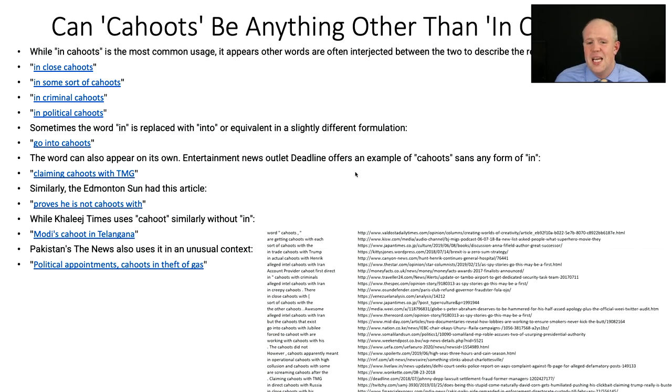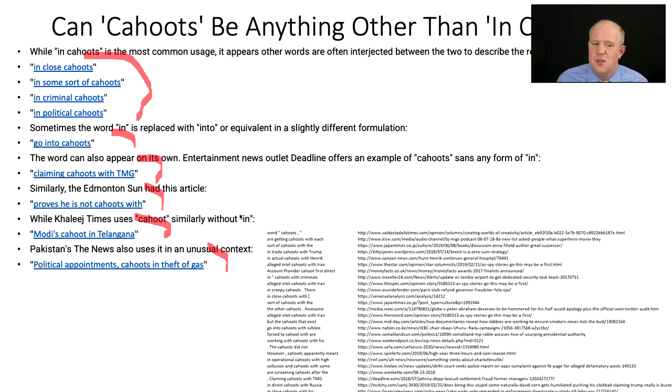And here's an interesting example. This is a collaboration with some linguists. And they were very interested in the word cahoots. Typically, you think about the word cahoots and you think about "in cahoots." But they were very interested in alternative usages. So we can see here, "in close cahoots," "in some sort of cahoots," "going into cahoots." But then, without the word "in," we can just see "claiming cahoots," "proves he is not in cahoots with." But then we can see interesting ones like "Modi's cahoot." We can see political appointments, "cahoots in theft of gas."